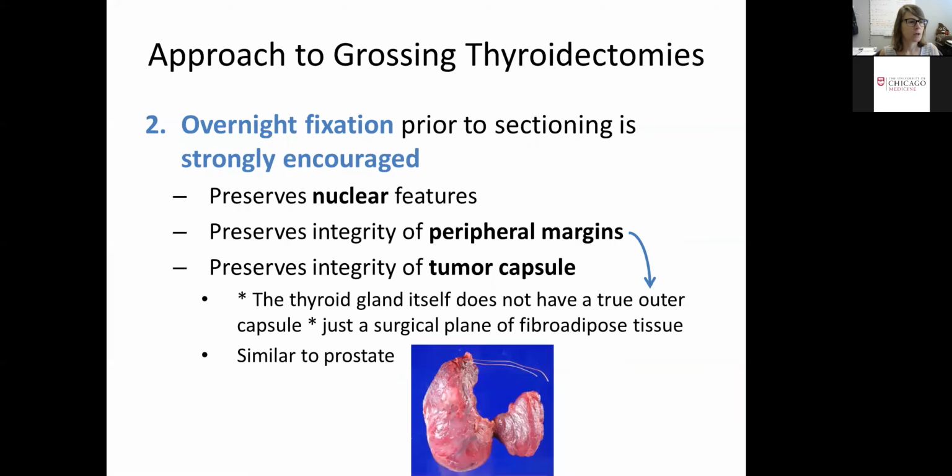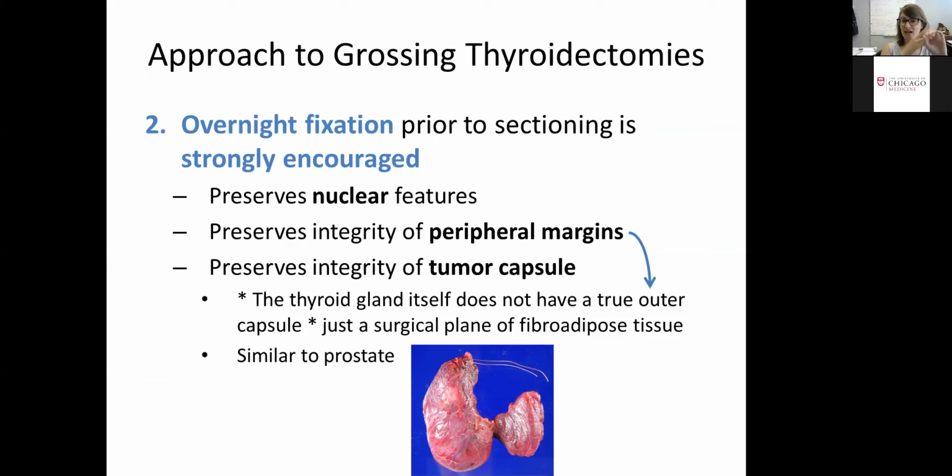Okay, thank you. All right, so the reason we fix thyroids overnight, similar to the reason we fix prostates overnight, is because of the solidification of the edge, essentially. It's not a capsule, right? So things that we like fixation to do. Fixation better preserves the nuclear features to distinguish papillary carcinoma from not.